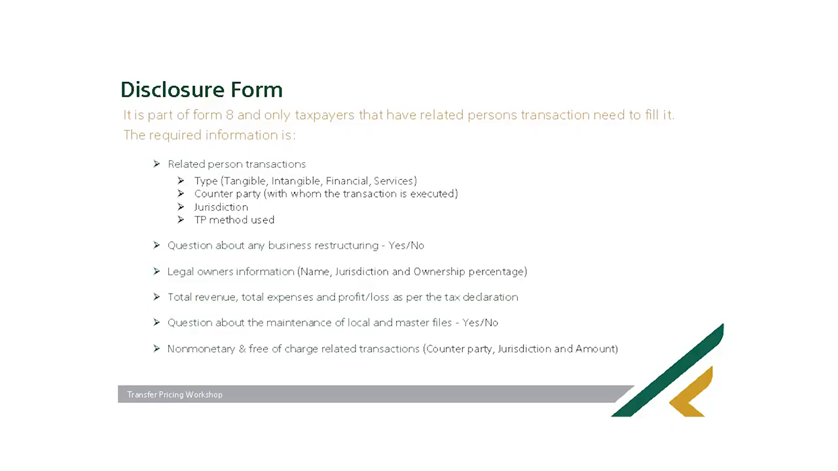So that was the 5 methods. Now we're moving on to the disclosure form, the transfer pricing disclosure form. So this is a form which you need to declare together with your tax declaration. And Wasan will go through it very thoroughly, so you will know much more.